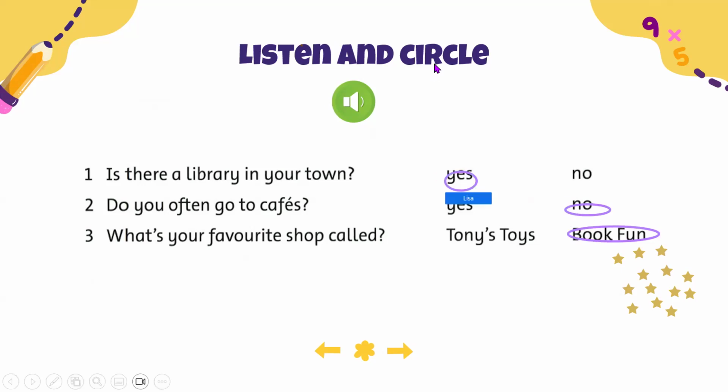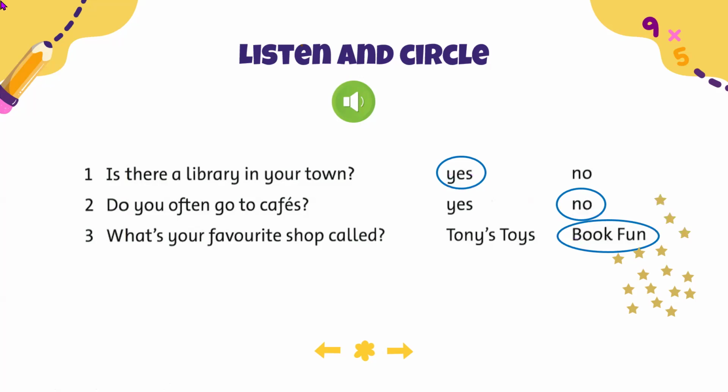All right, let's check your answer. Is there a library in your town? Yes. Do you often go to cafes? Great. And lastly, we have the book one. You've got another 3 stars for that, Dolin.